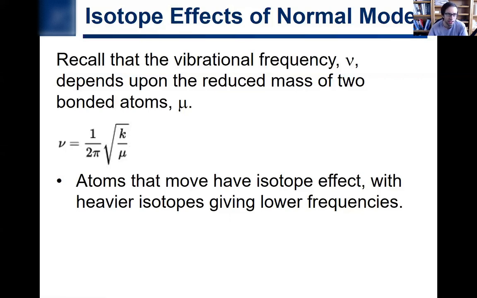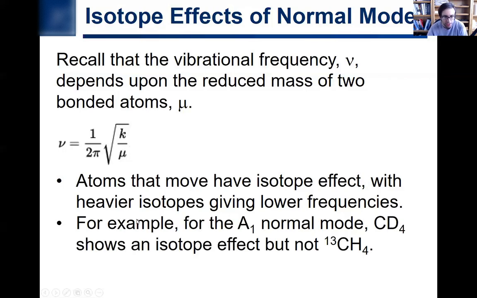Why is that? Because if you change the neutrons in an atom, you're not changing the electrons, and electrons are what participate in bonding. So k stays basically the same across different isotopes, but mu is changing. Mu increases with heavier isotopes, giving rise to a lower nu, or frequency. Only the atoms that move in a normal mode will be the ones that give rise to an isotope effect.